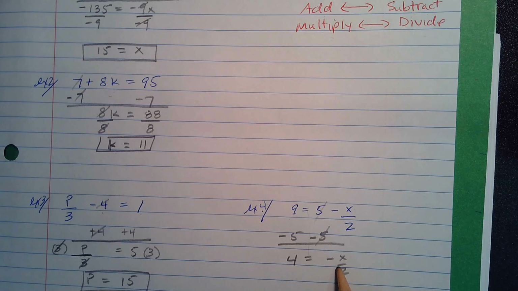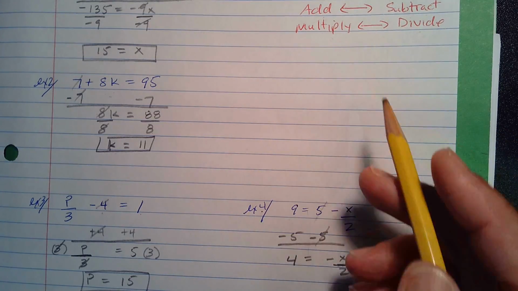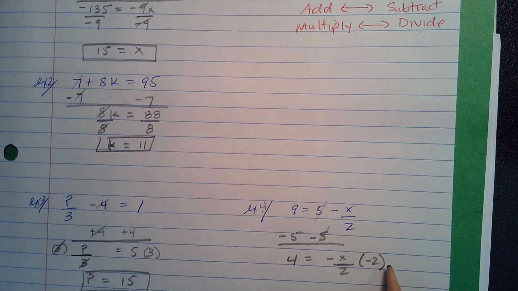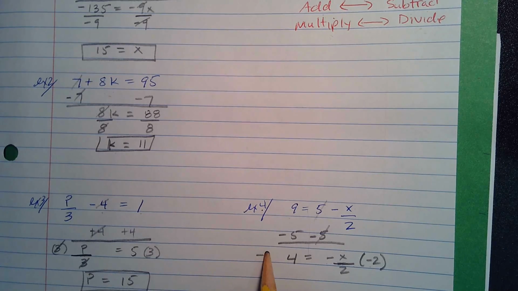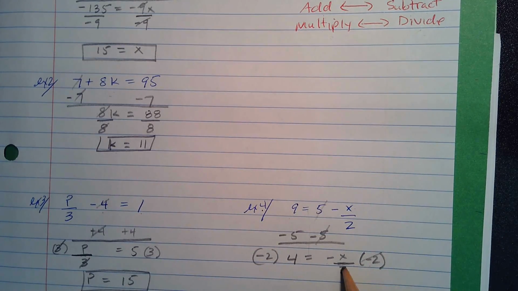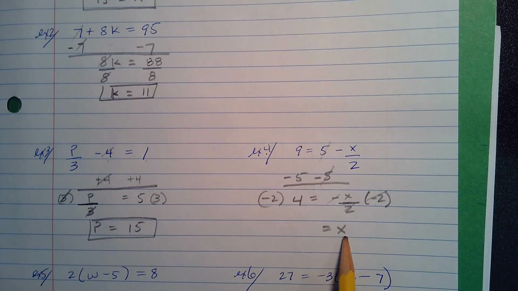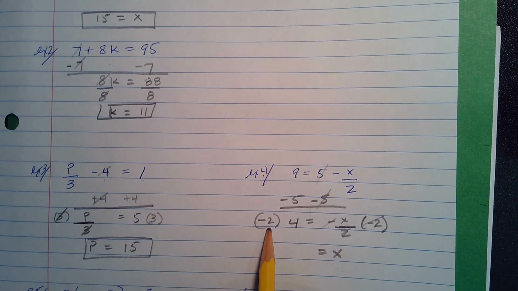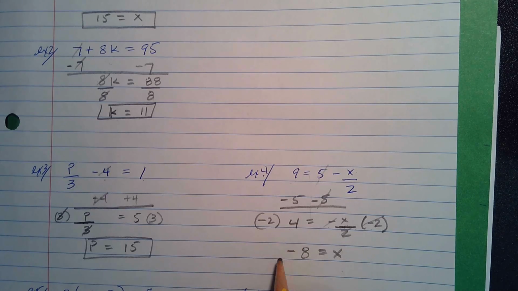Okay, x is not isolated yet. So we have to do the inverse operation of this operation. The inverse of dividing is multiplying. I'm going to multiply by a negative 2 because there's a negative here also. So multiply by a negative 2, then I multiply this side by a negative 2. The negative 2 and the negative reduce to 1. So now x is isolated. Negative 2 times 4 is negative 8. A negative times a positive is a negative.